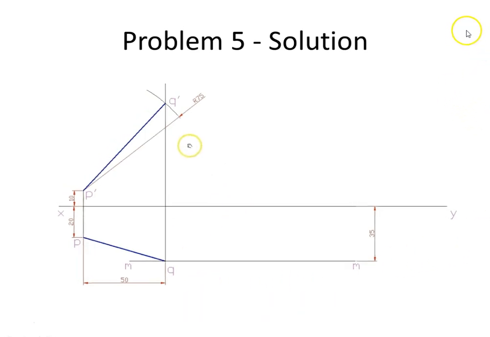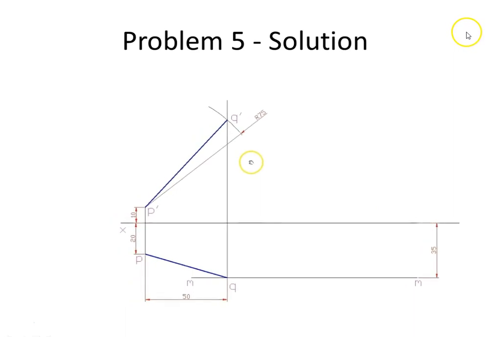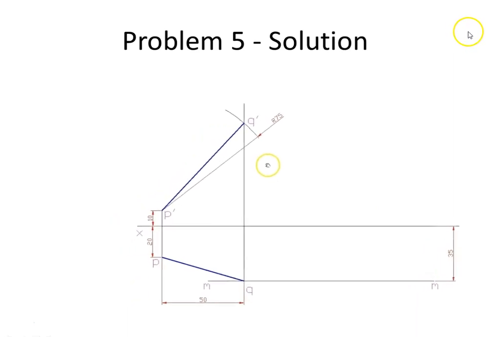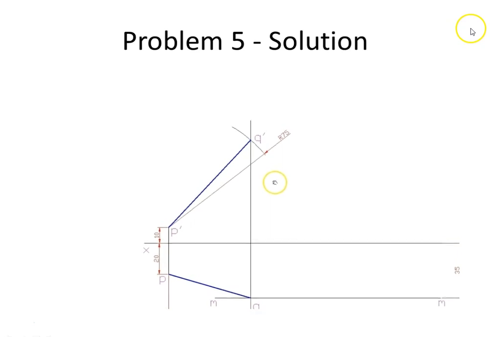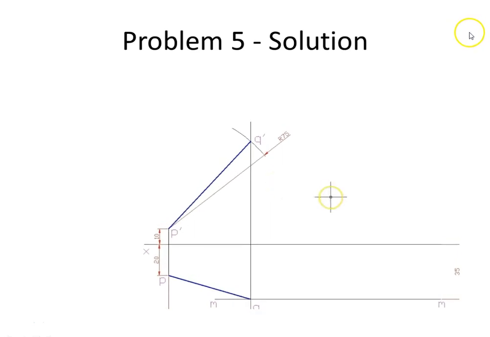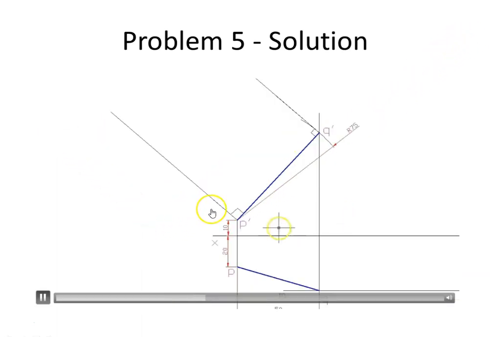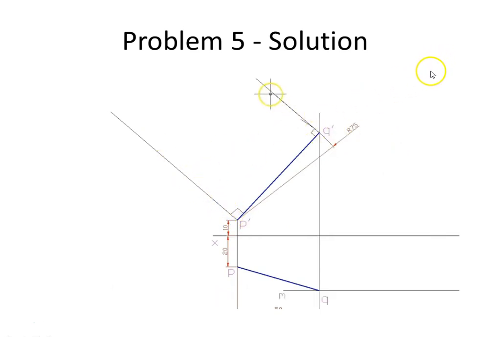So as we explained before, now it's a question of simply taking the distances from XY of the other view, and using them on this particular view. For example, on this side you will be taking the distance 20, and the distance 20 will be drawn from P dash.